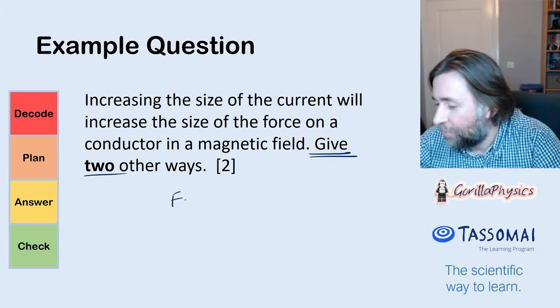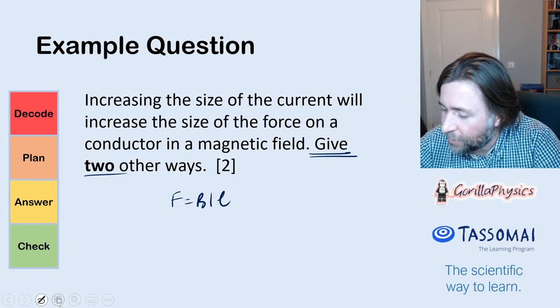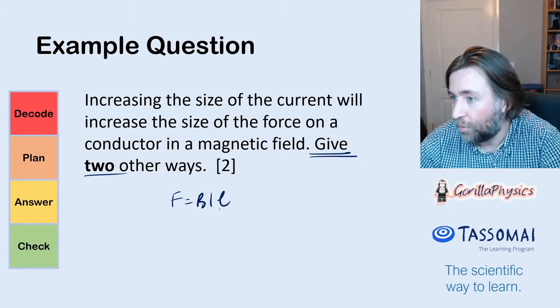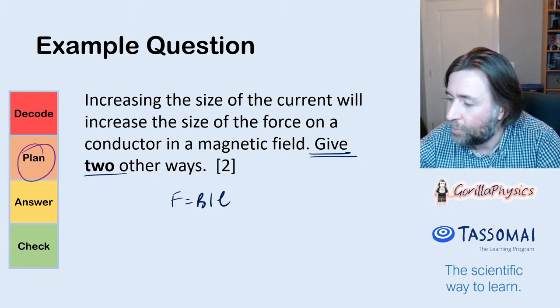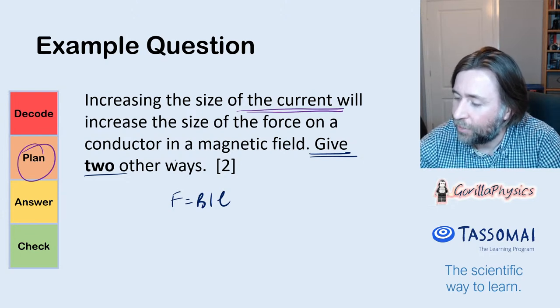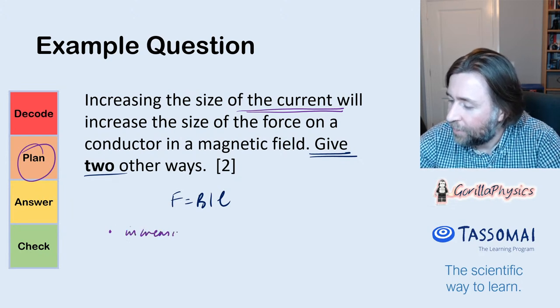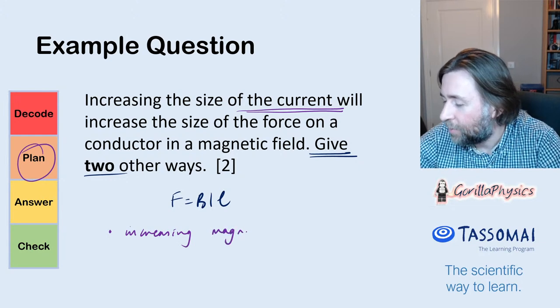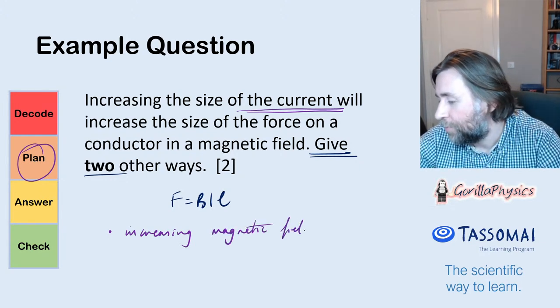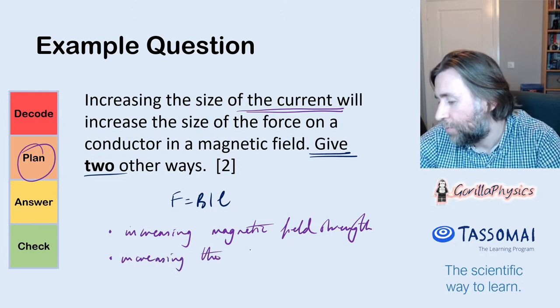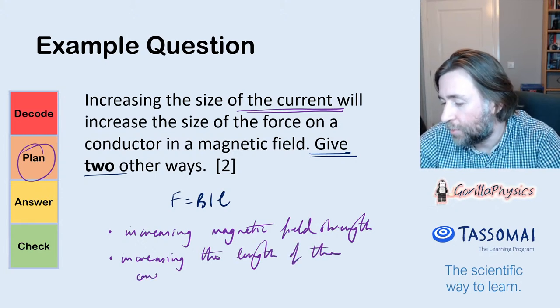And this is where you're thinking of this equation. You're going to think to yourself, well, I've got three factors here that affect the size of the force. They've told me about the size of the current. I need to give the two other ways. So two other ways of increasing the force would be increasing the magnetic flux density or magnetic field strength, or increasing the length of the wire in the field, or the conductor in the field.